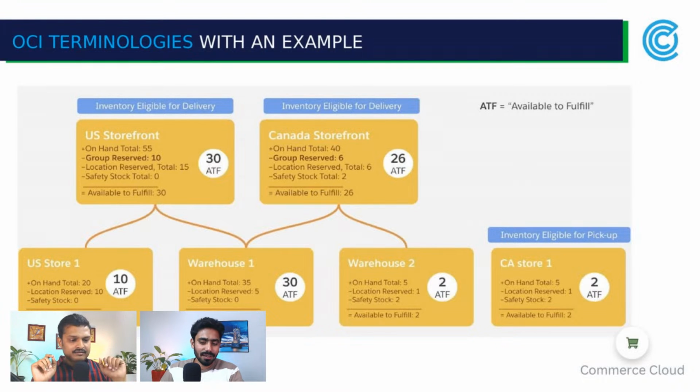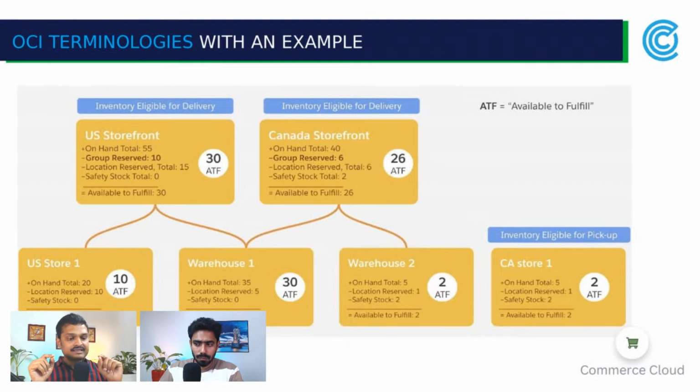So now look at it. The on-hand total is 55 for the US storefront, with a plus mark at the beginning. A location group itself will not have inventory because it doesn't exist physically. It represents the individual locations under that location group. So that 55 under the US storefront is the on-hand total in US Store 1 plus the on-hand total in Warehouse 1. So 20 plus 35 comes to 55.